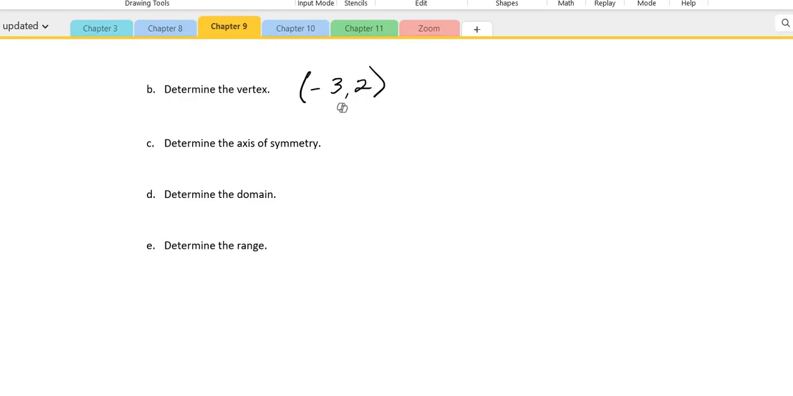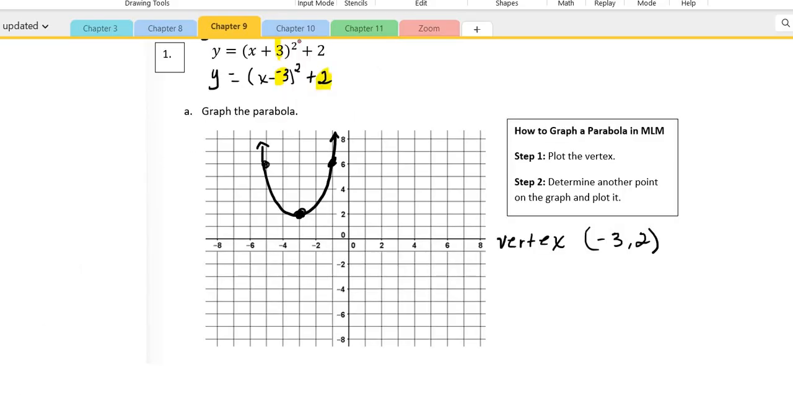Okay, I have found the vertex of negative 3, 2. The next thing I want to do is to determine the axis of symmetry. The axis of symmetry is this line that goes right down the middle of my parabola. It goes through the vertex, and this line is a vertical line. I know that the equation of a vertical line is x equals some number, and that number is going to be, in this case, negative 3. And this axis of symmetry, this number here, is always the same as the x-coordinate in your vertex.